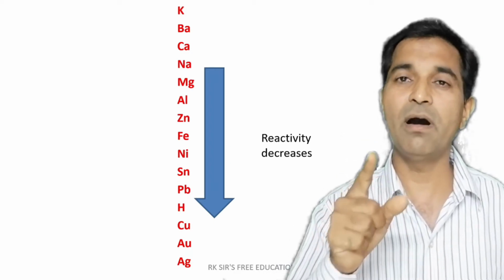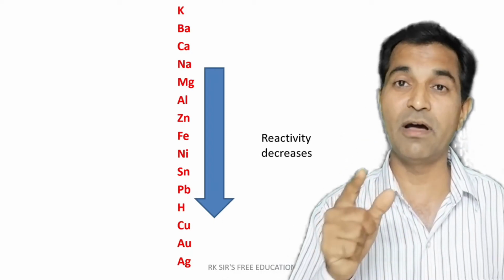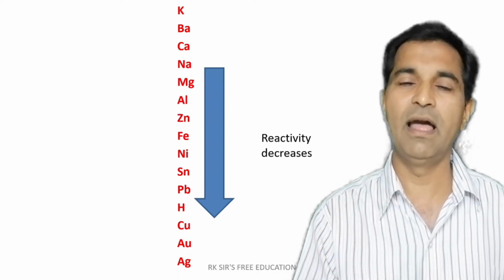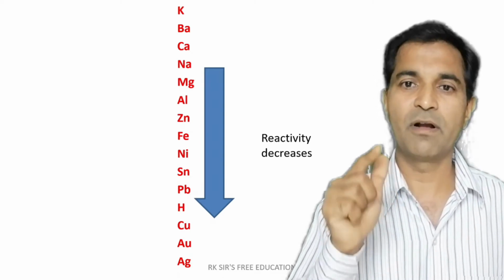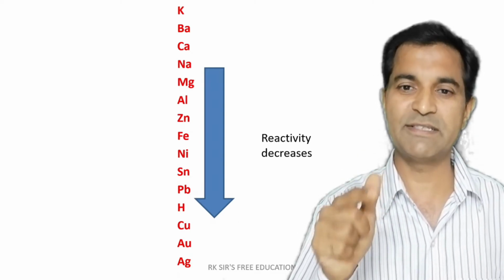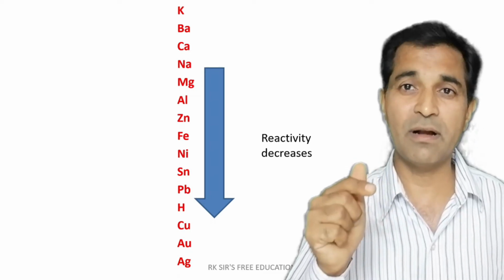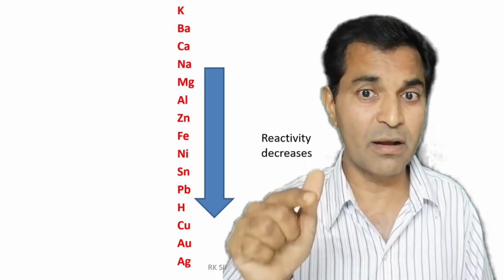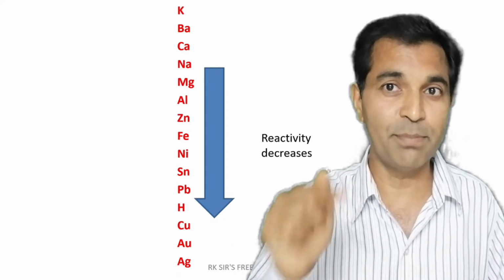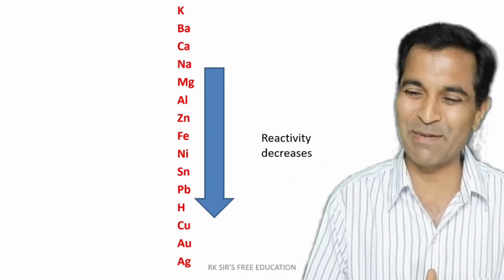Ka potassium, ba barium, ka calcium, na sodium, Mg maga al jana. Kaba kana maga ala jana means zinc, fe ni sa paba. Kaba kana maga ala jana feni si paba. I think you might have remembered by this time.